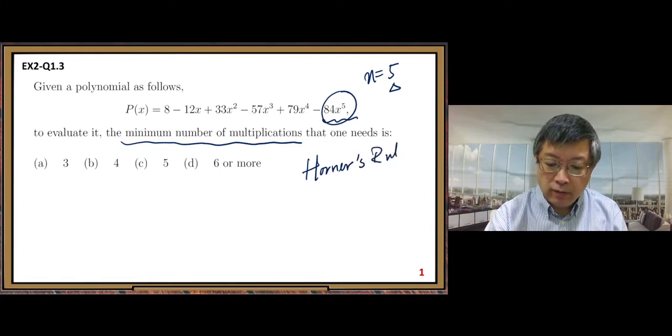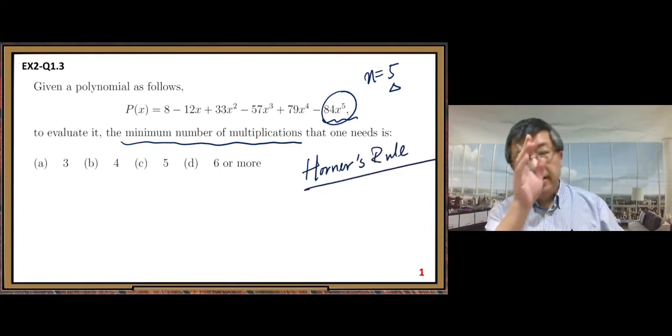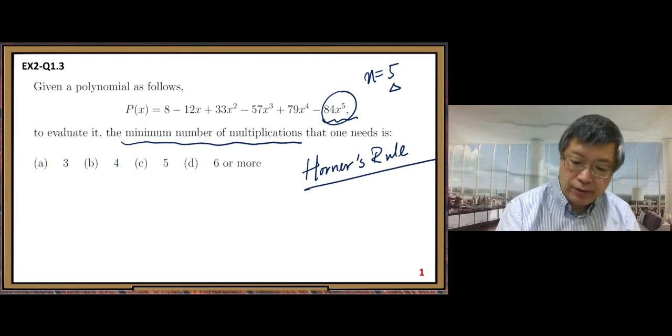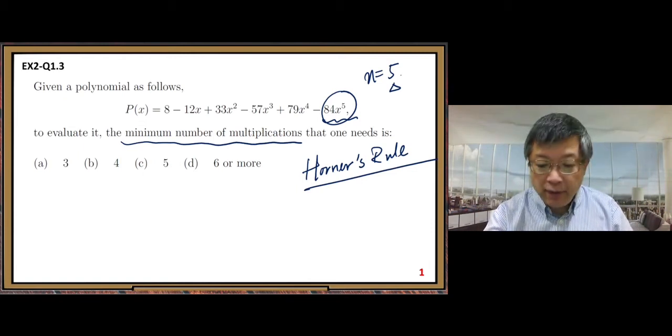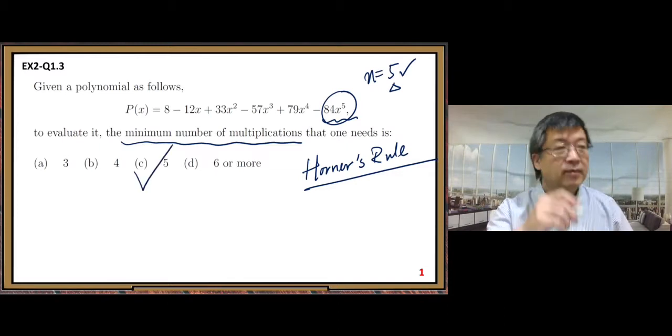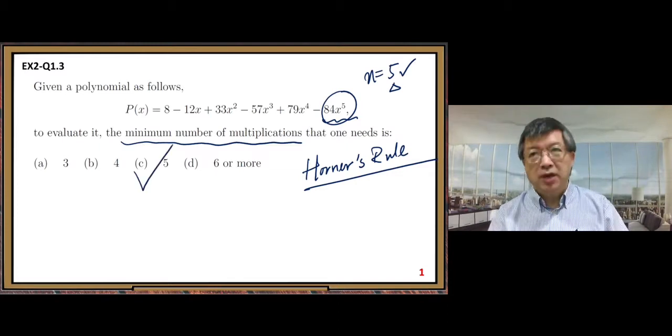And we know if we apply the Horner's rule here, direct application of Horner's rule, then we can get the number of multiplications is this number. So that's the option C.